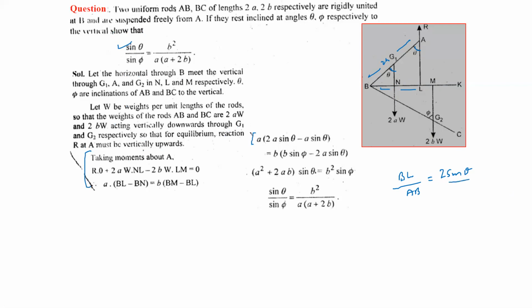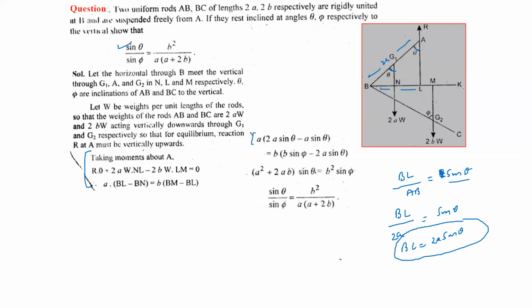So we require the value of sin theta. The hypotenuse AB, we know, is 2A. So the value of BL is 2A sin theta. This is the value of BL.